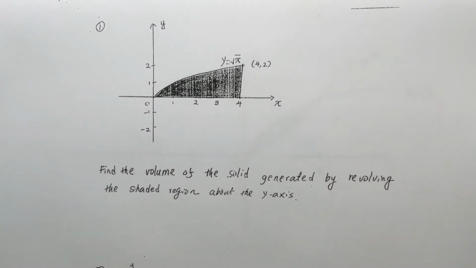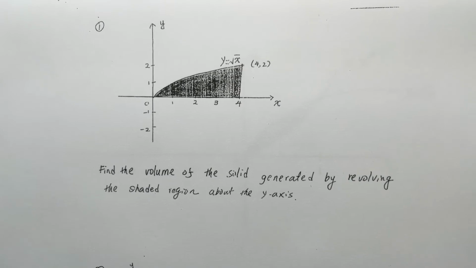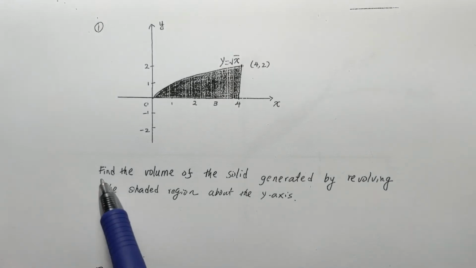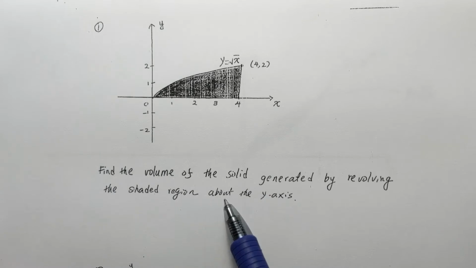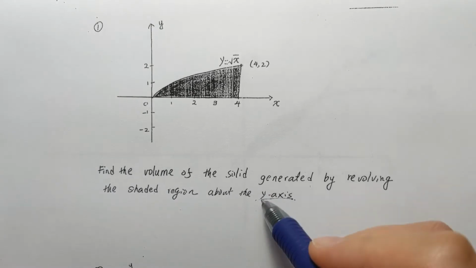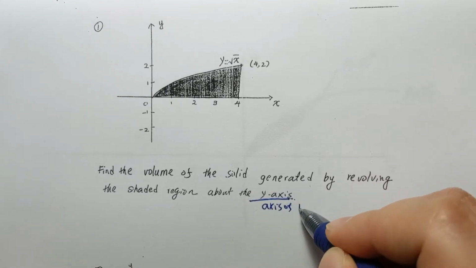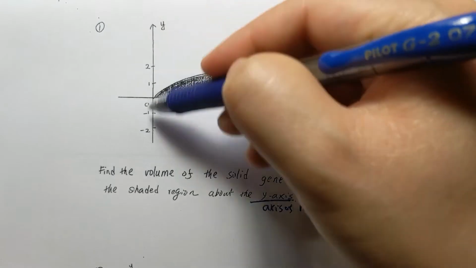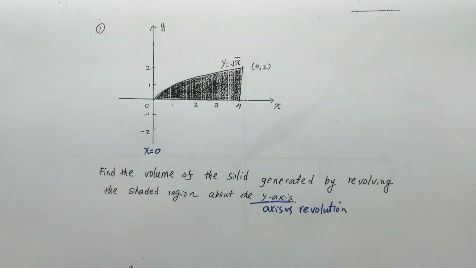Alright, today we are going to find the volume of a solid generated by revolving the shaded region about a vertical line. So let's take a look at question number 1. The question said, find the volume of the solid generated by revolving the shaded region about the y-axis. So this time, the y-axis is going to be the axis of revolution. So this is the y-axis. It has equation x equal to 0.